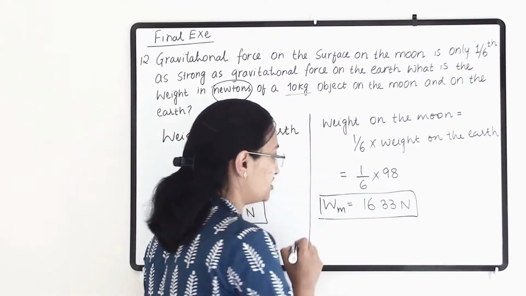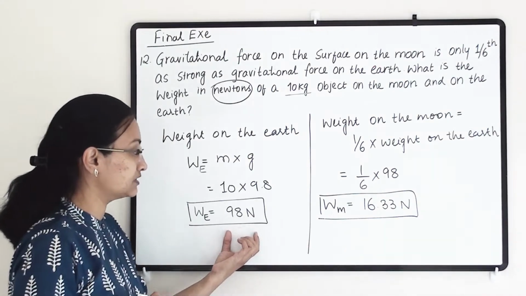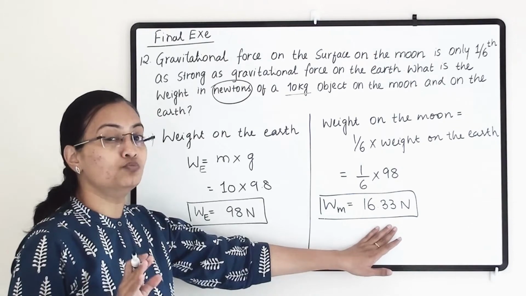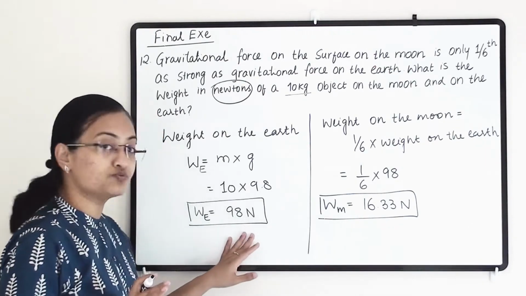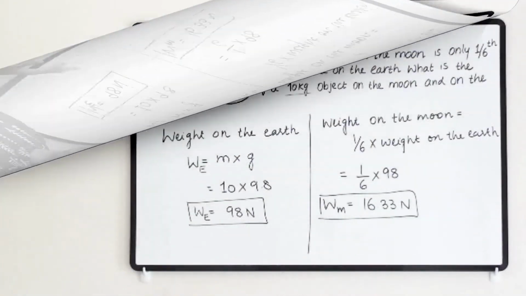For this object, this much weight will be there on the moon and this much weight will be there on the earth. Here weight is less because the gravitational force of the moon is less. Here weight is more because the gravitational force of the earth is more.